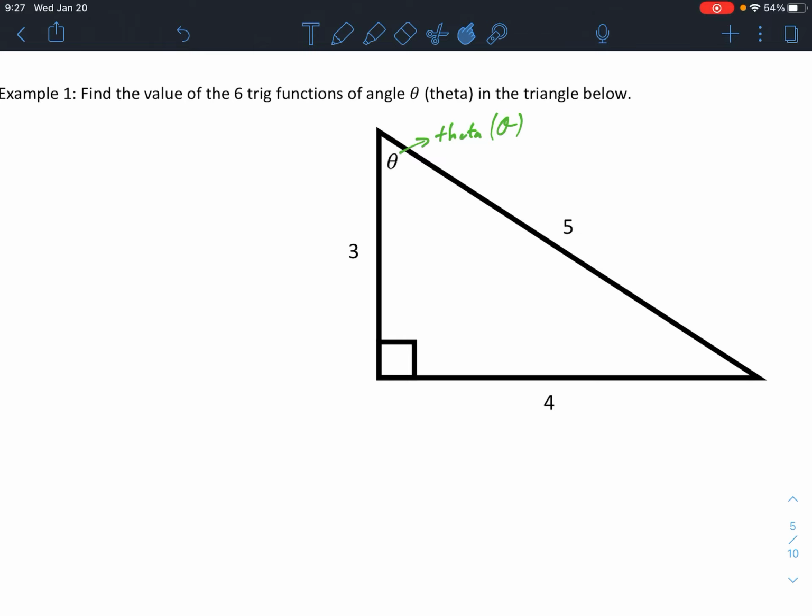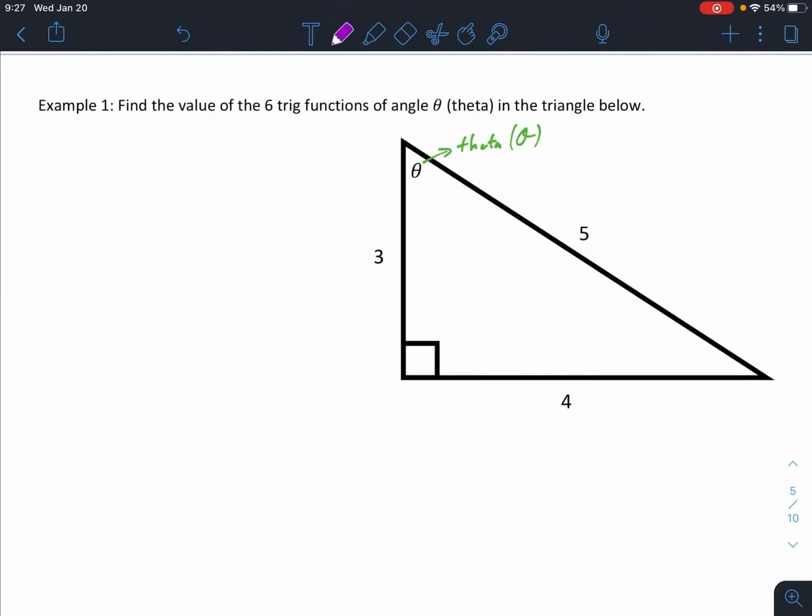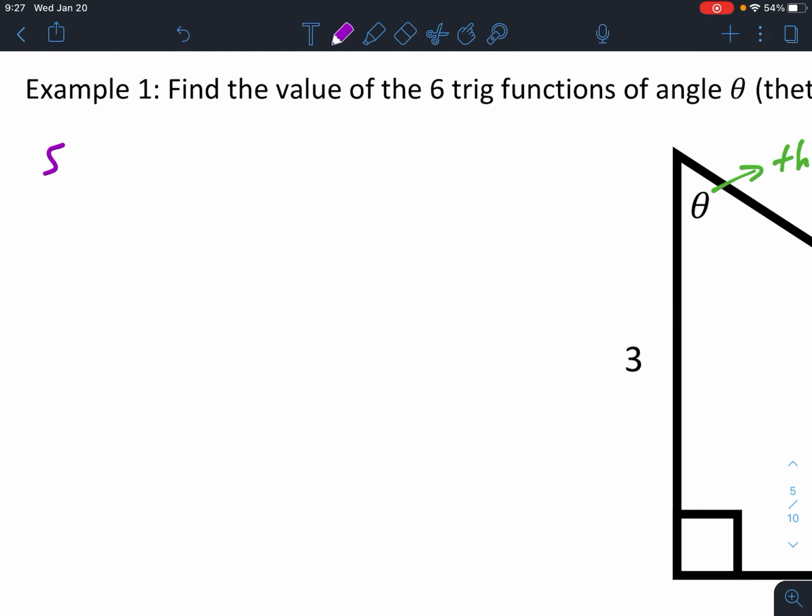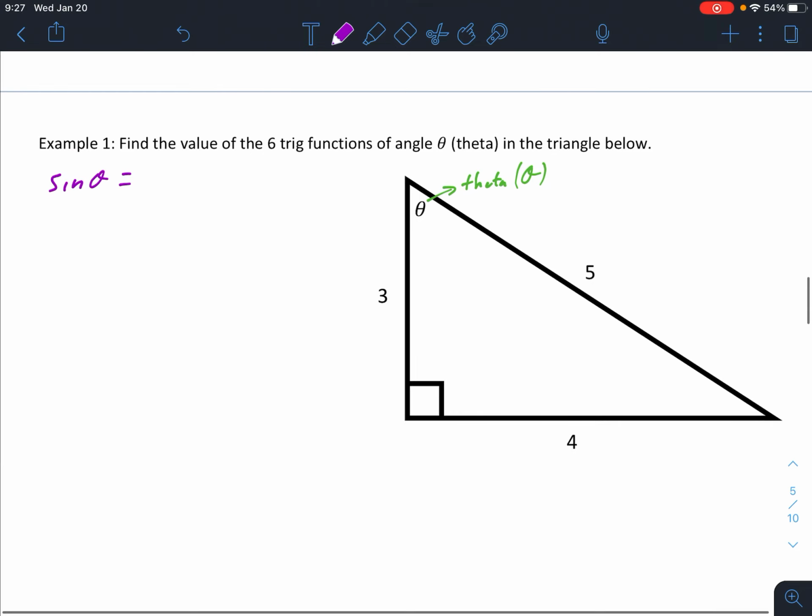Well, the nice thing is our triangle is completely filled out for us. We have all 3 sides ready to go. So you can start with any of the 6 functions you want. It does not matter. Okay, I usually like to start with sine. So let's say the sine of theta. So look at theta and ask yourself what leg is opposite that and what's the hypotenuse. So the sine of theta we would say is 4 over 5. And that's it. Your sine of theta is 4/5.